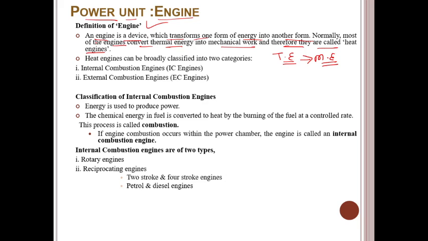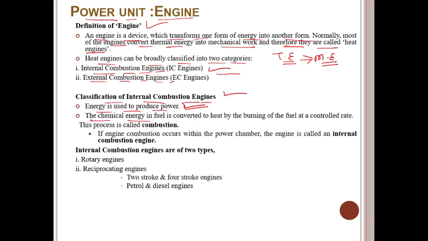Now, guys, the heat engine can be broadly classified into two categories. One is the internal combustion engine, that is the IC engine. Another is the external combustion engine, that is the EC engine. The function of the engine is to produce power. This is the power produced.